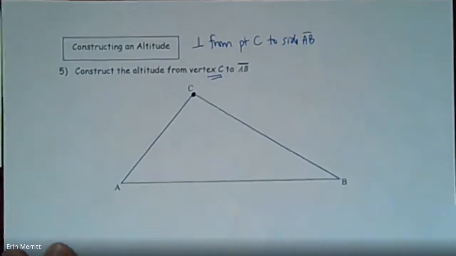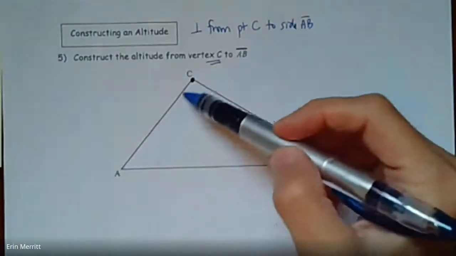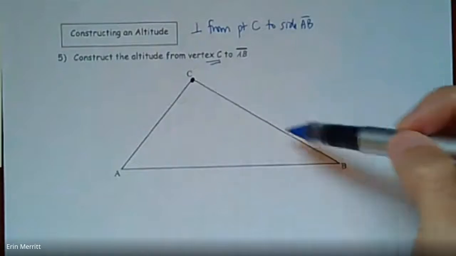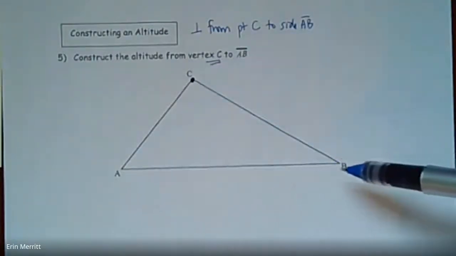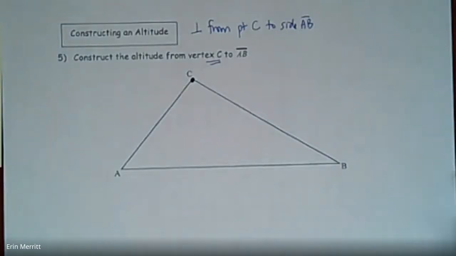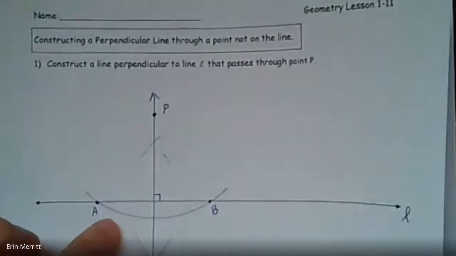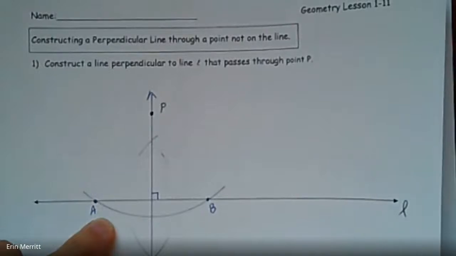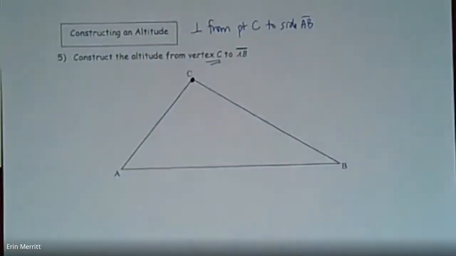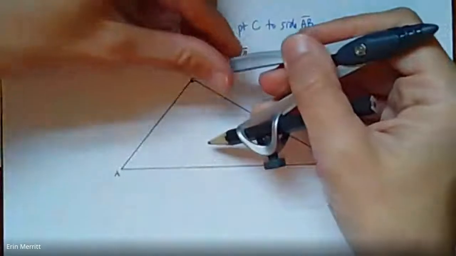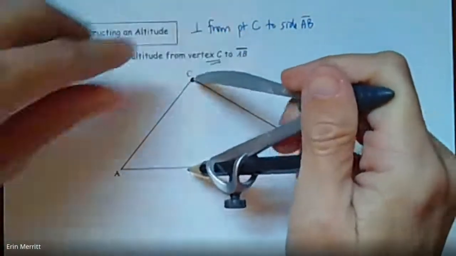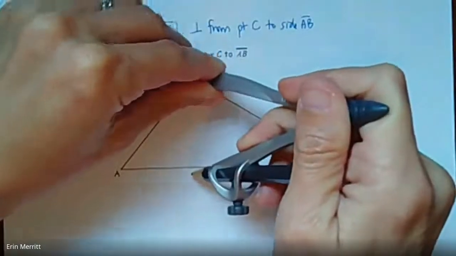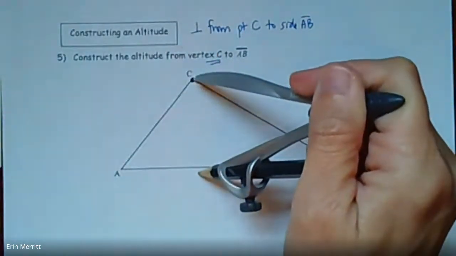So I want you to do your best to put your blinders on and ignore segment AC and CB, and just try to focus on point C and line AB. You're basically going to be redoing the construction that we did back on page 40. Put your pointer on point C and open it so that your pencil goes just a little bit past line AB, not too far, because otherwise you run off the page.